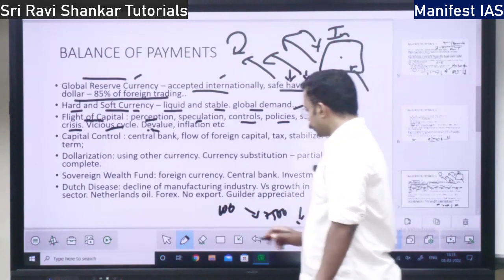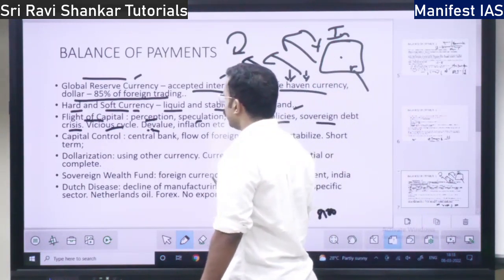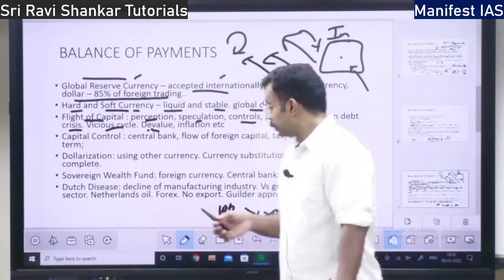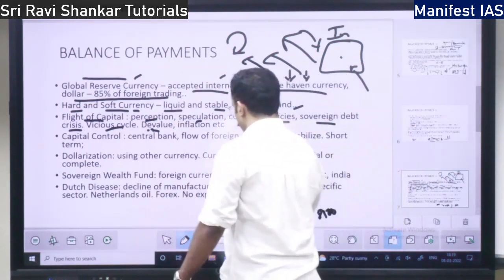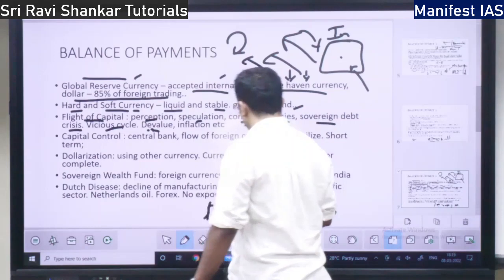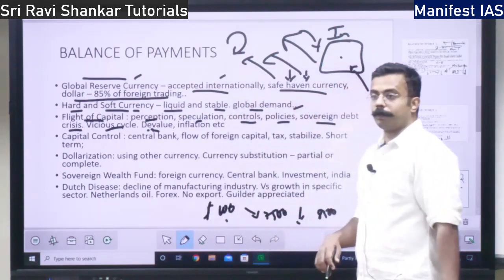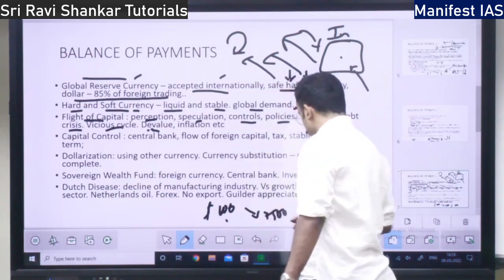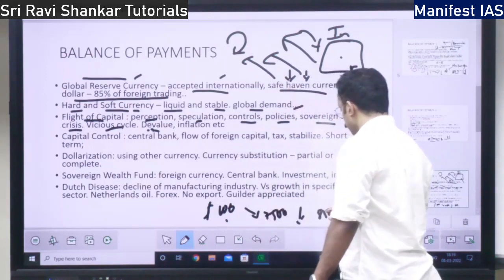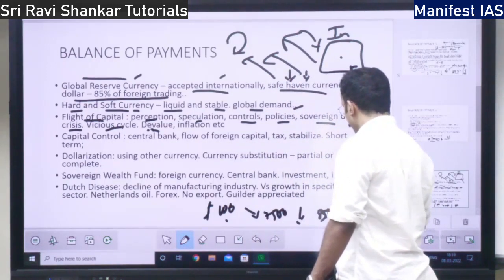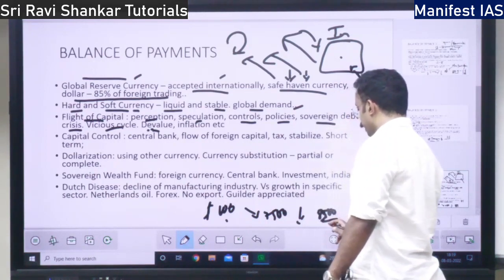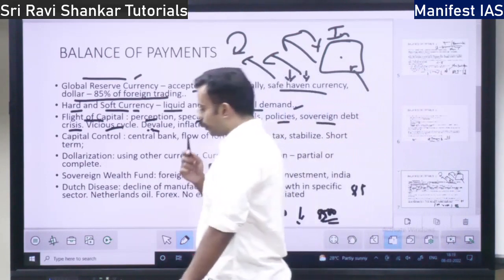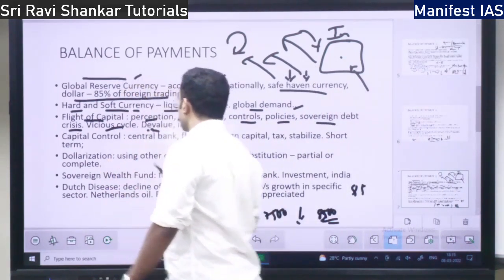So when they devalue, actually flight of capital doesn't happen. Obviously, when they invest $100 at 7,500 rupees, and devaluation happens, that is the currency will fall to 85 rupees, so the investment will become 8,500. So it is profit for them. Whereas flight of capital is the opposite, right?